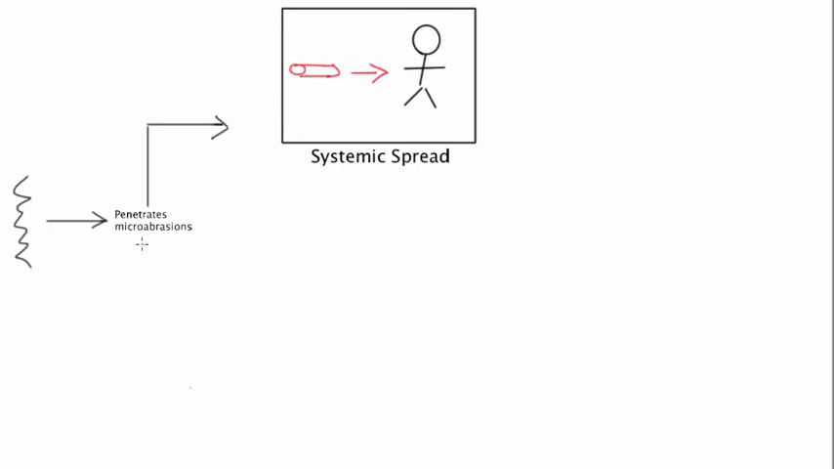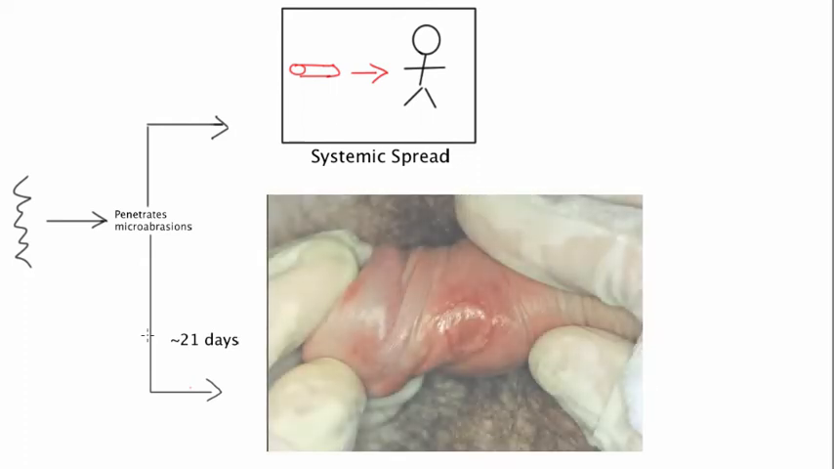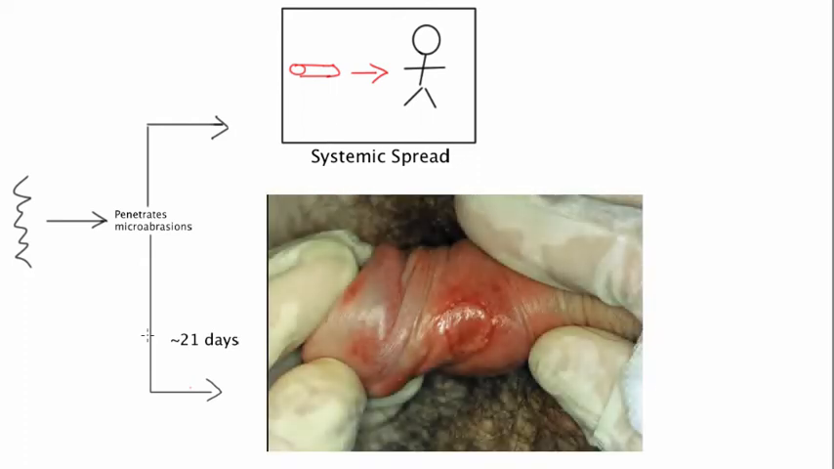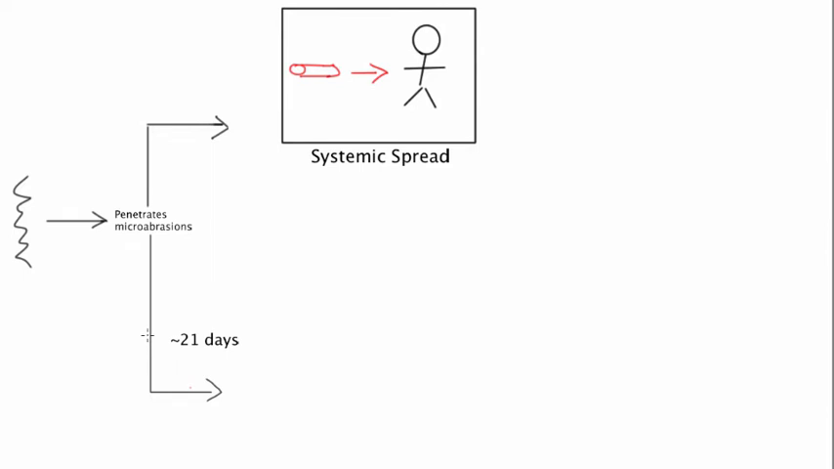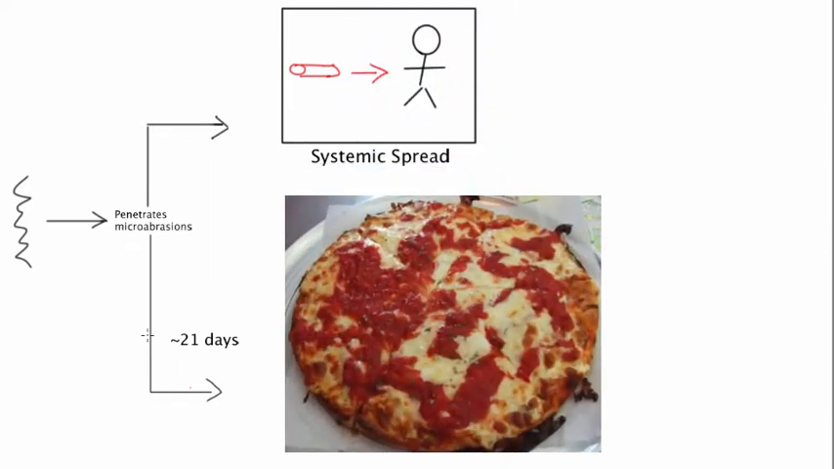Now let's go back and talk about that primary local infection. At the site of inoculation, about 21 days after infection, you start to form a chancre. On physical exam, a chancre is a painless, usually singular, raised, red, hardened lesion with a cartilaginous rim around the edges. Now this is kind of gross, but one way to think about it is like a pizza pie.